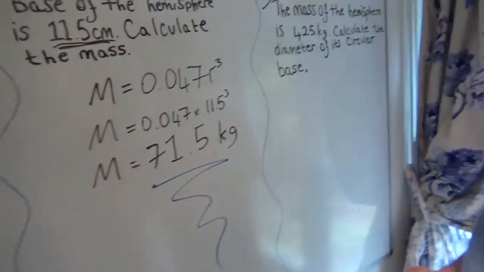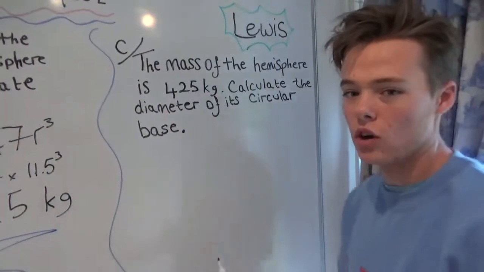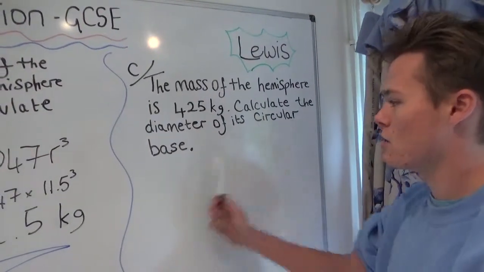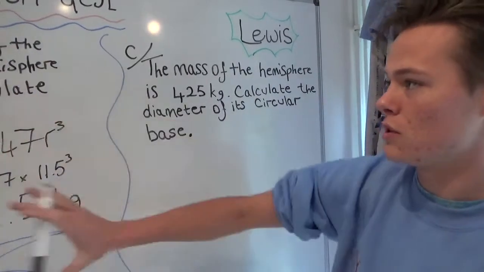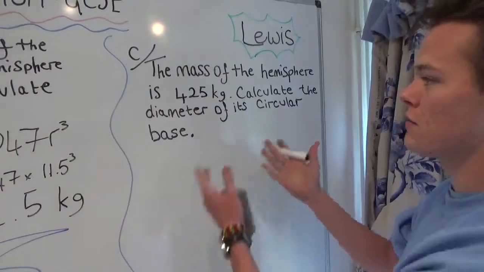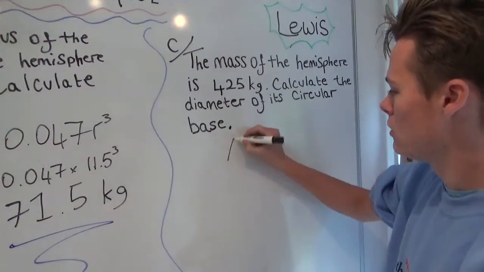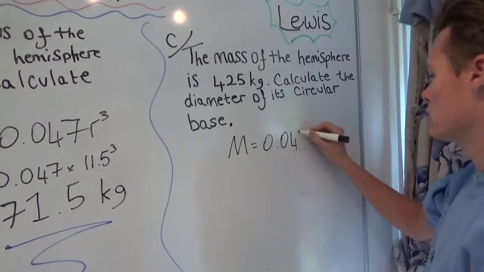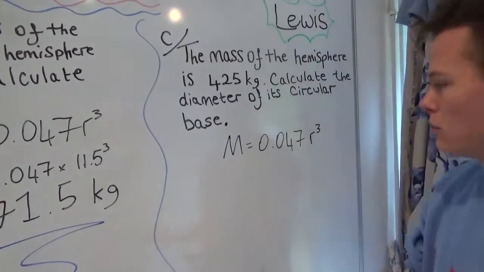Okay, so part C. The mass of the hemisphere is 425 kilograms. We've been asked to calculate the diameter of its circular base. We're doing a very similar thing to the last question, apart from this time we've been given the mass and not the radius. So again, I'll put what we worked out earlier, which is m is equal to 0.047 r cubed.